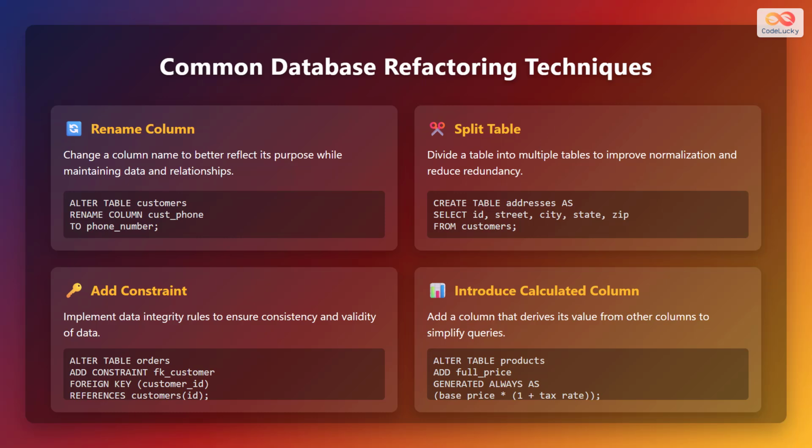Fourth, introduce calculated column, which involves adding a column that derives its value from other columns to simplify queries. The SQL command to achieve this is alter table products add full_price generated always as base_price multiplied by 1 plus tax_rate.